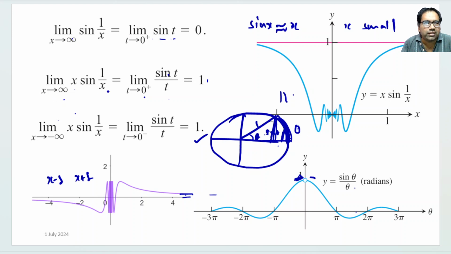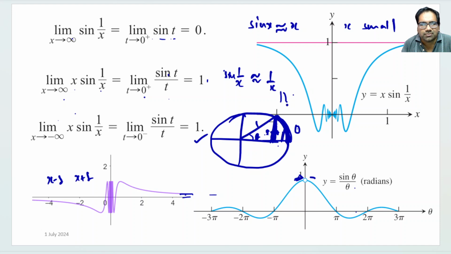Here, x is tending to infinity. What does that mean? 1 by x is tending to 0, right? Obviously, if 1 by x is very small, then sin 1 by x should be very close to 1 by x, because sin theta is very close to theta, sin x is very close to x. We have just decided, right? This height is sin theta, and this length is theta, the length of this arc.